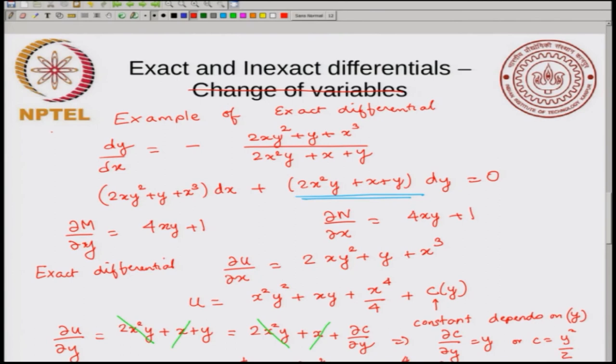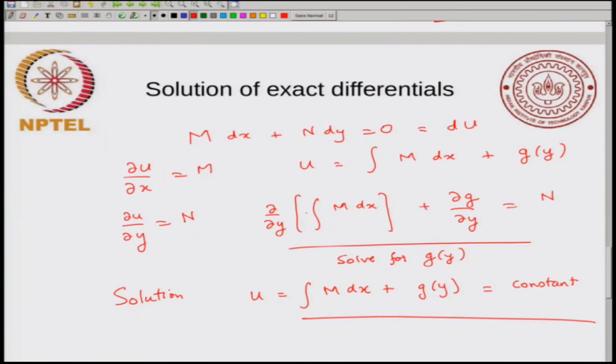And the only reason we could do this was because you had this condition of an exact differential, that dou m by dou y was equal to dou n by dou x. Okay. So this is a very powerful method to solve first order differential equations. And what it says is that even if you cannot separate the variables, you can still go ahead and solve first order differential equations.